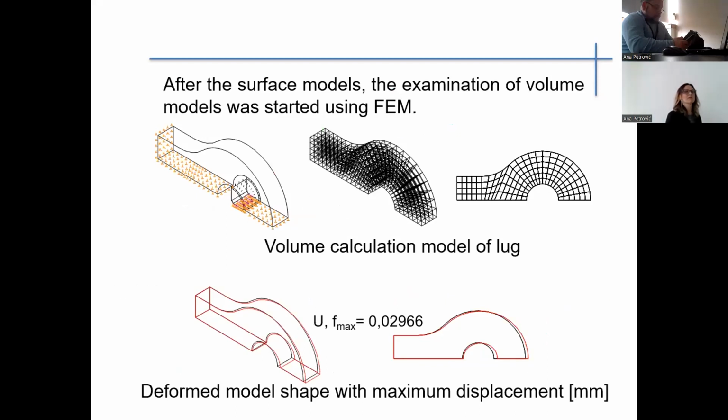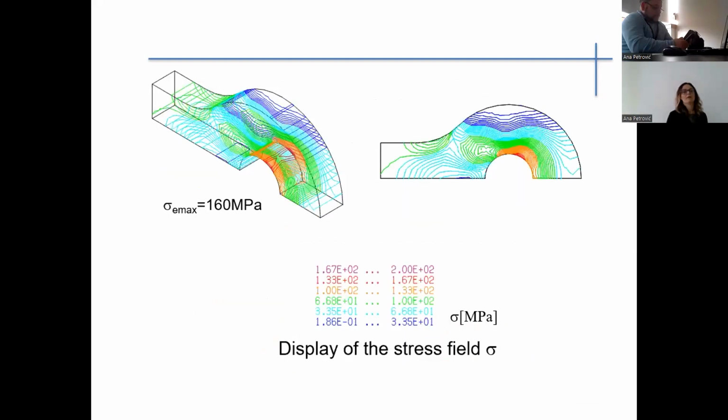After the surface model, the examination of volume models was started using finite element methods. The volume calculation model of the lug is here, and the 4 models shaped with maximum displacement. Maximum displacement is in millimeters. Here is the display of the stress field. Maximum equivalent stress was 160 megapascals.